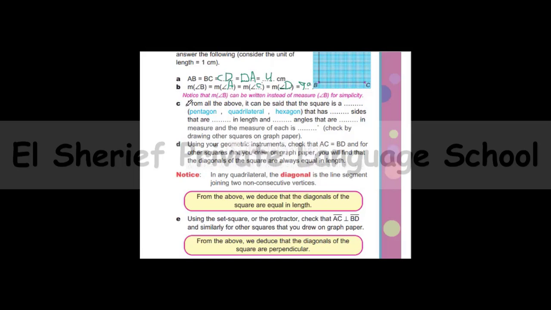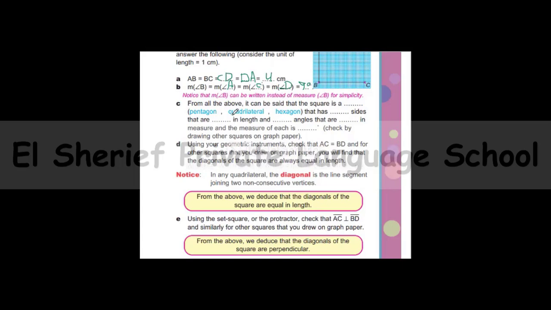And letter C, from all the above, it can be said that the square is a pentagon or quadrilateral or hexagon. As we said before, if our polygon has 4 sides, is called quadrilateral. If our polygon has 5 sides, is called pentagon. Has 6 sides, is called hexagon. 7 sides, heptagon. 8 sides, octagon. Now our square or any square has only 4 sides, so we can call it quadrilateral.